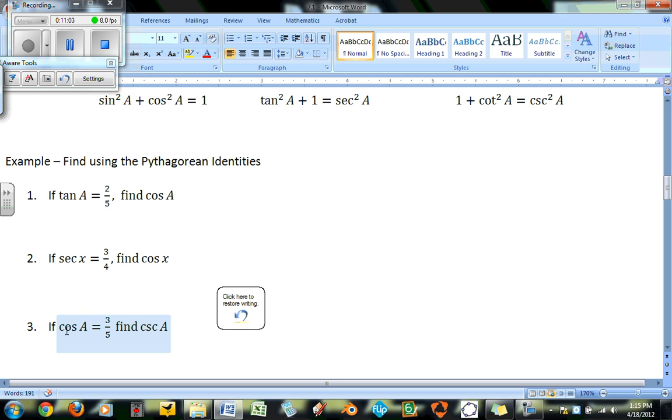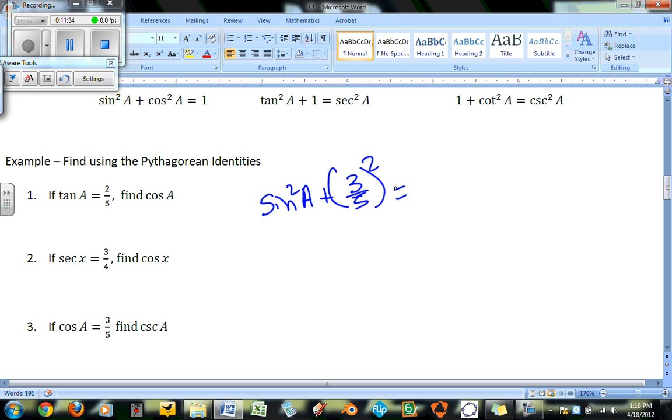This one, however, if we already have its cosine value, and we want to find its cosecant value, we know that cosecant is the reciprocal of sine. So if we find its sine value, we'll be able to find its cosecant value. Easy enough. We know that this identity right here is going to help us out: sine squared plus cosine squared equals 1. I know my cosine. I don't know sine. Sine squared of A plus my cosine value, which is 3/5 squared, equals 1. So sine squared A plus 9/25 equals 1.